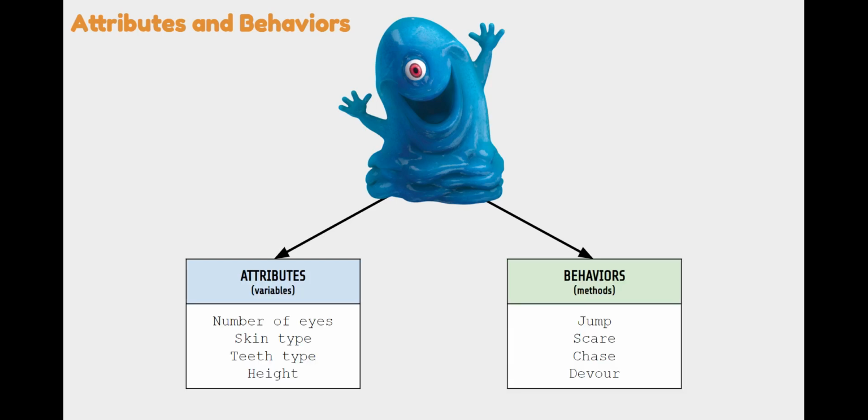So in programming, attributes are variables. It would define things like number of eyes, which would be an integer, or skin type, or teeth type, or height. And every monster would define its own attributes. Every monster could have a different number of eyes, a different skin type, different teeth type, and different height. Now, the behaviors would be methods in code that defines what monsters do. And while monsters can have their own individual attributes, all the monsters share the same behaviors. Every monster should be able to jump out at you and scare you and chase you.